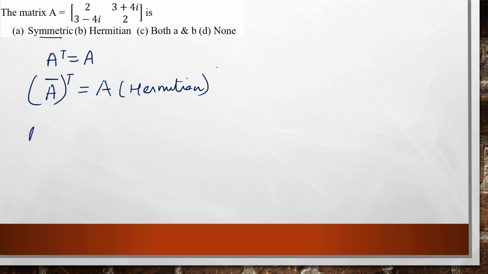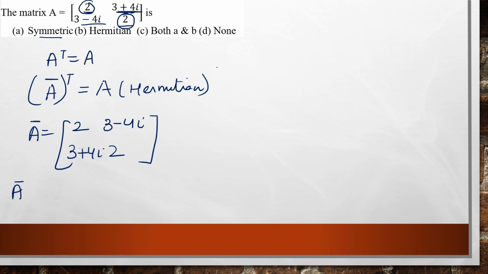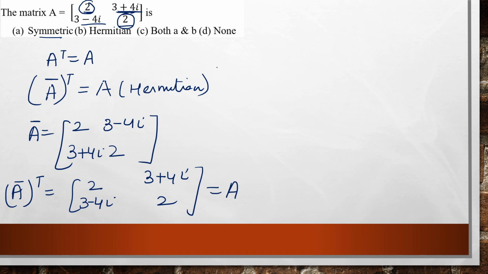So let's check what is the conjugate of this. Conjugate means whatever the elements you have, take the conjugate of this. So conjugate of real numbers is same, so these elements will be same. What is the conjugate of 3 plus 4 iota? 3 minus 4 iota, and here you'll get 3 plus 4 iota. Now take the transpose. So what you'll get? 2, 3 minus 4 iota, 3 plus 4 iota, and 2. And what is this? This is A. So that means A conjugate transpose comes out as the same matrix. So this is Hermitian matrix.